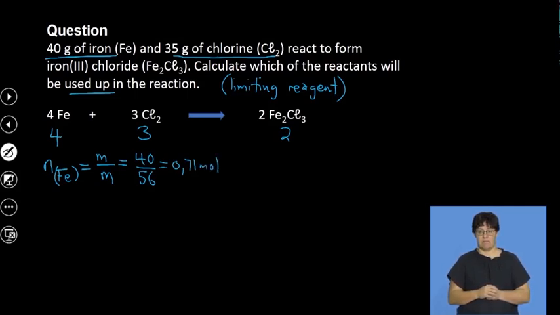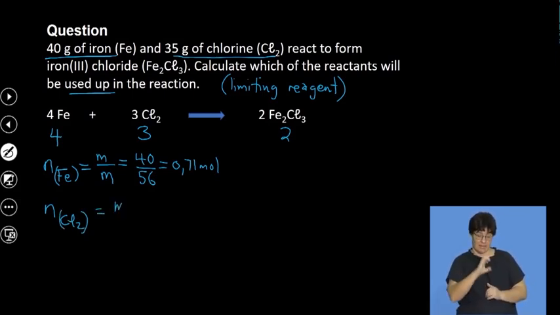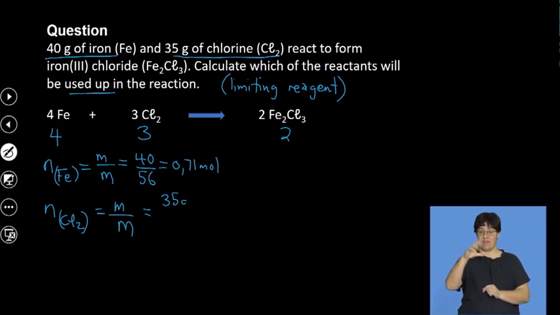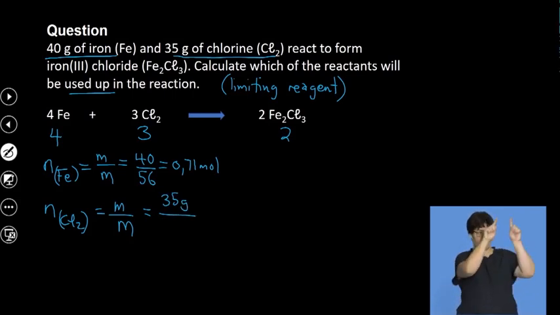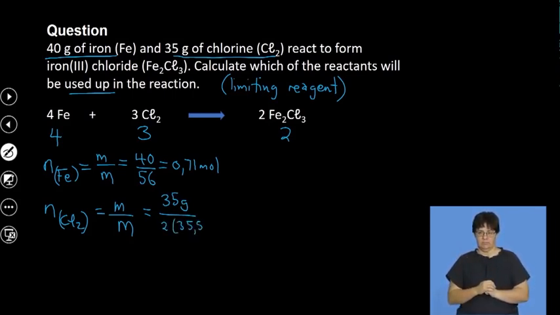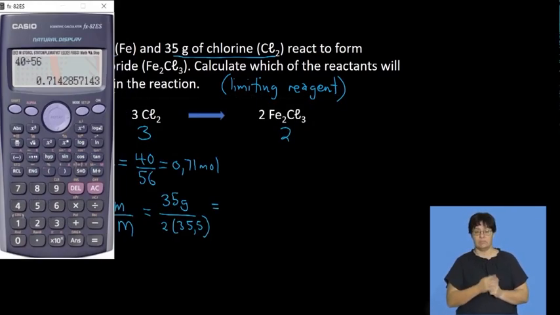What about the moles of chlorine that we have? The moles present for chlorine, which is a diatomic molecule, is equal to the mass of the sample over the molar mass. The given mass of the sample is 35 grams, divided by the molar mass, which is 2 multiplied by 35.5. So if we go to our calculator, what do we get?